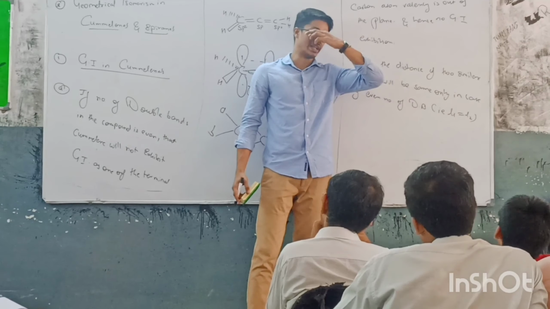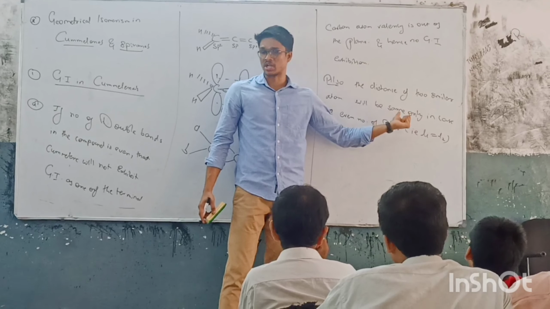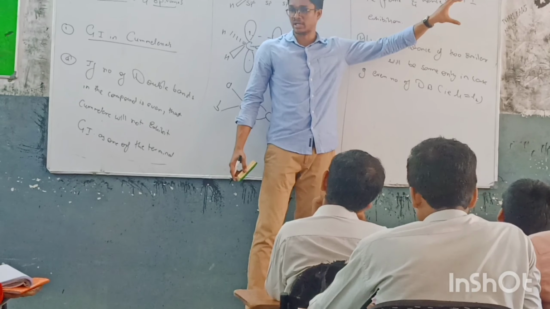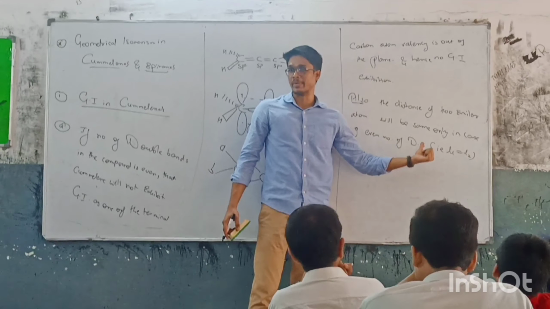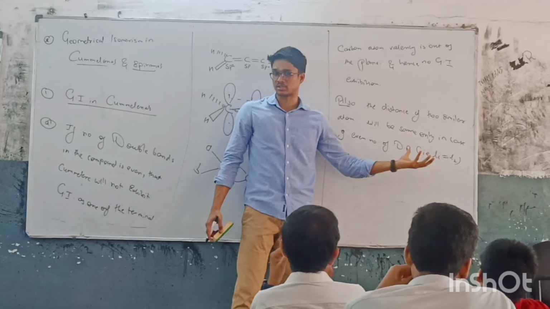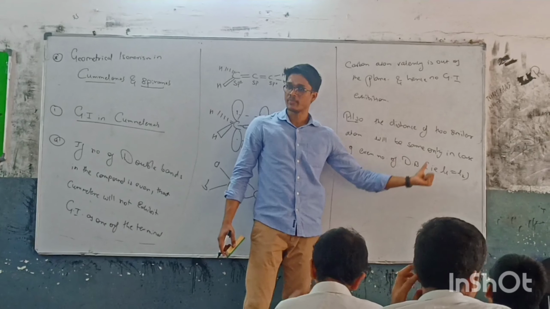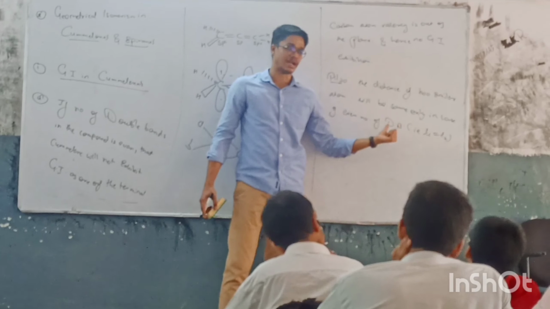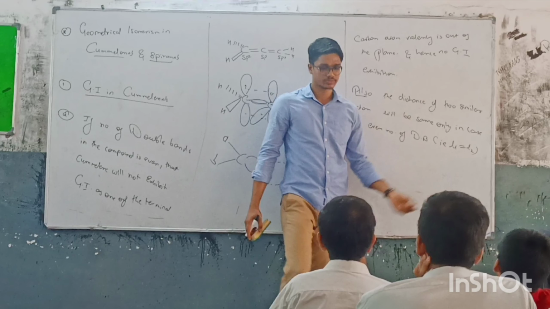What are the conditions? What is geometrical isomerism? Having the same molecular formula and same structural formula, but the orientation of the atoms in space should be different. When L1 is equal to L2, it can't show different orientation in space, and hence it will have the same isomer. It will not have C star, it can't have cis and trans, it can't have E and Z. Understood? Copy it down.